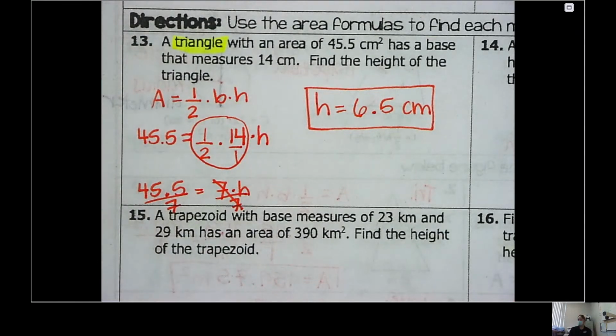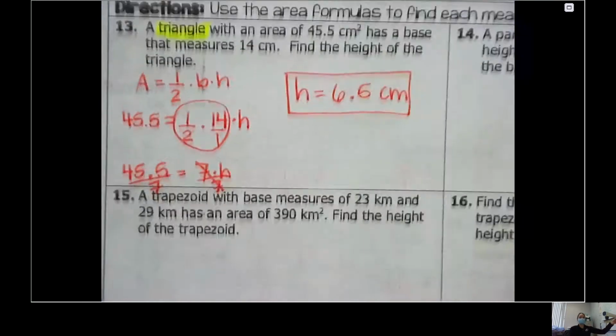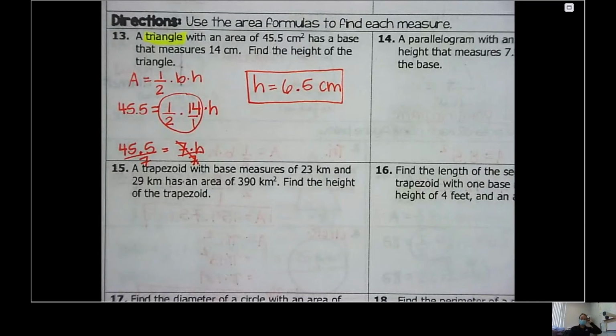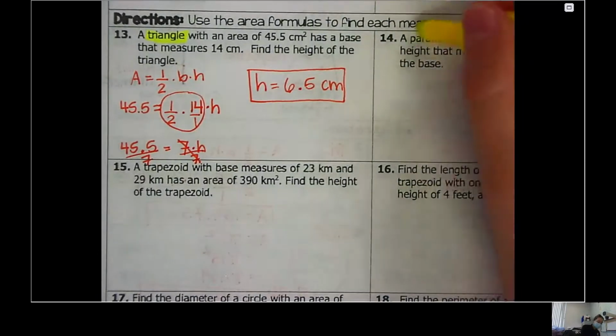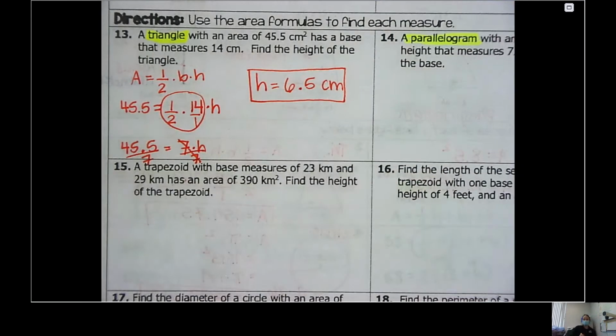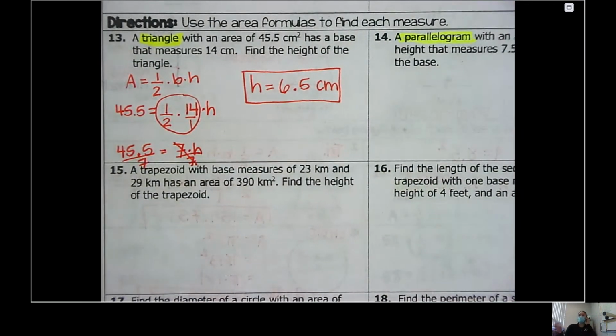There's number 13. I want you to try 14. A parallelogram with an area of 160.5 inches squared has a height that measures 7.5. Find the length of the base. I think you can do this one nice and easy. Give number 14 a try. We'll check it in a second. Just like what you did before, write down the equation for a parallelogram and fill in your information. I'll give you a moment to try.